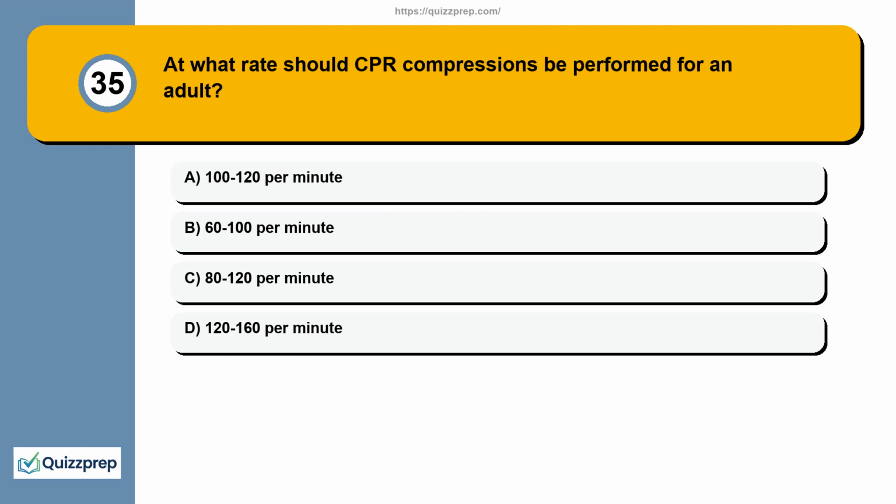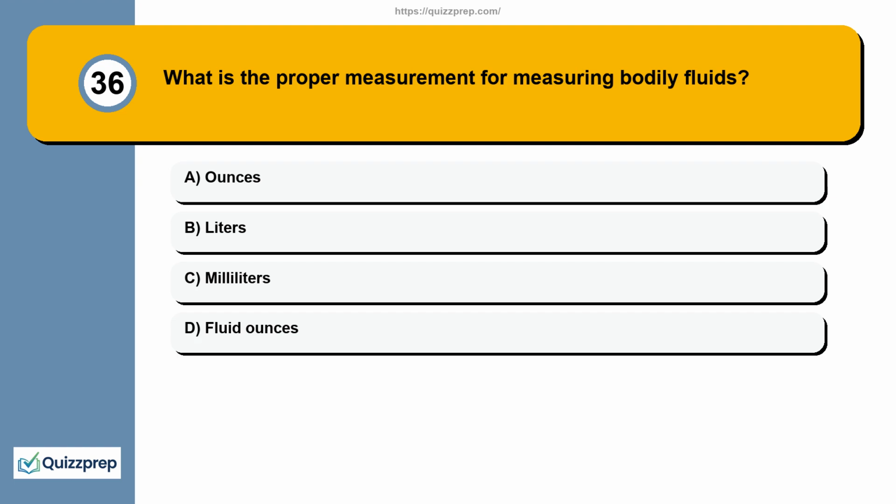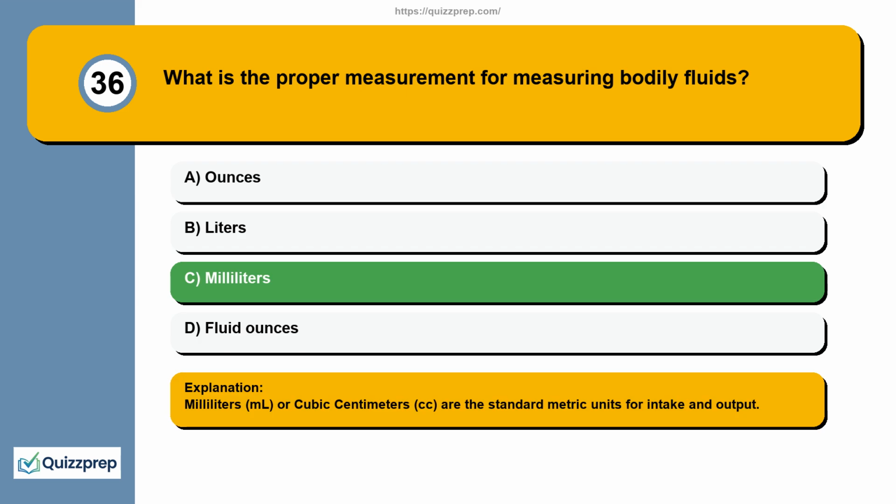Question 35. At what rate should CPR compressions be performed for an adult? 100 to 120 per minute, 60 to 100 per minute, 80 to 120 per minute, 120 to 160 per minute. Current AHA standards require a compression rate of 100 to 120 beats per minute. Question 36. What is the proper measurement for measuring bodily fluids? Ounces, liters, milliliters, fluid ounces. Milliliters, mL, or cubic centimeters, cc, are the standard metric units for intake and output.